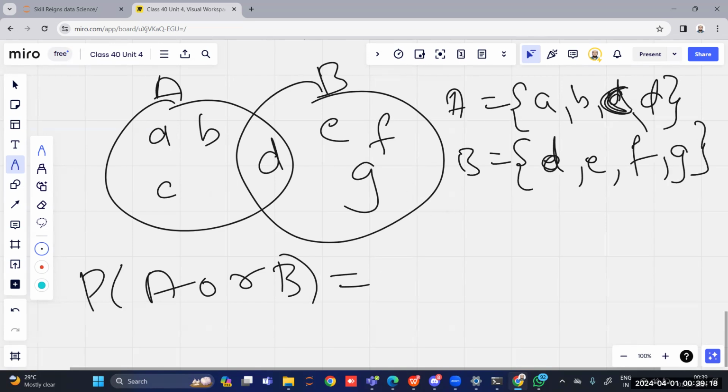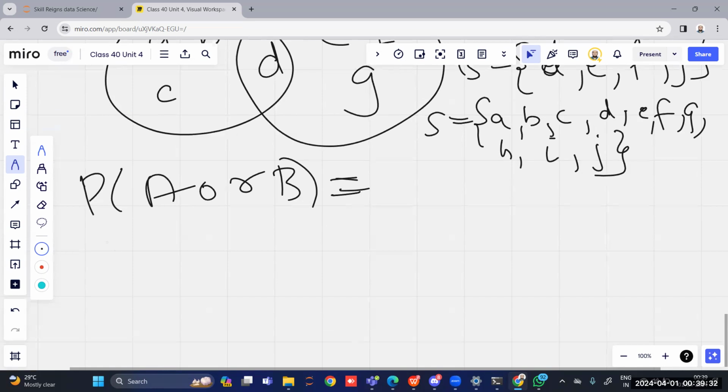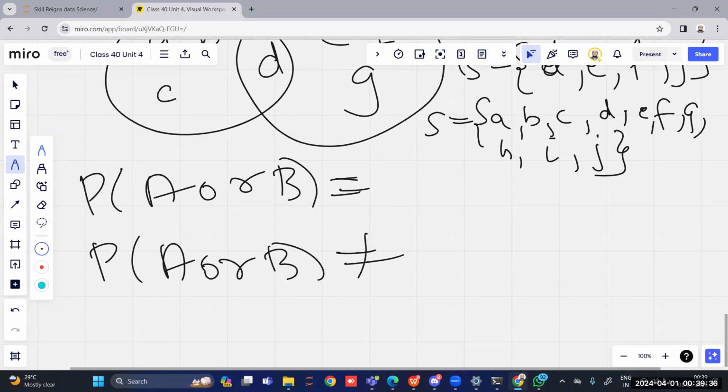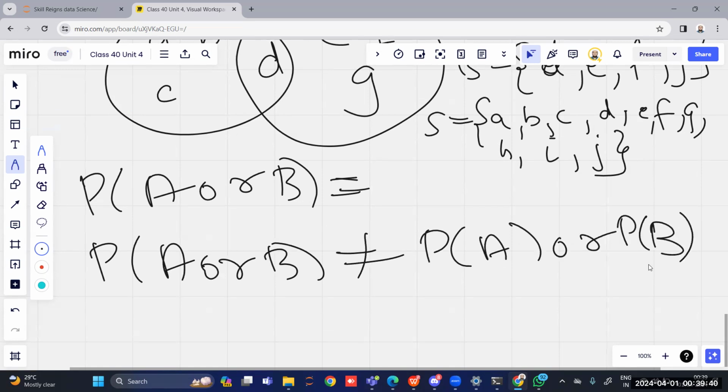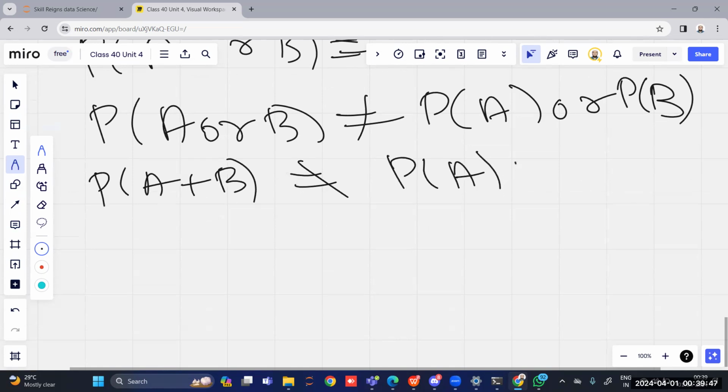Okay, and my S is equal to my sample space: A, B, C, D, E, F, G, H, I, J, for example. Okay. So now what will be A or B? Yesterday we have seen probability of A or B is not equal to probability of A plus probability of B. I am writing in terms of or. It can also be written as probability of A plus B is not equal to probability of A plus probability of B when they are not mutually exclusive.